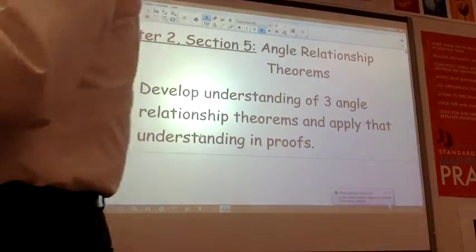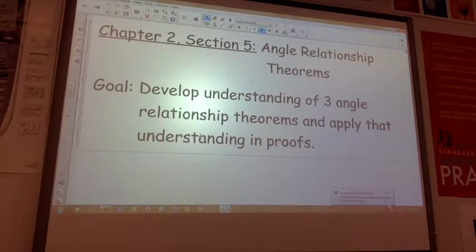So, ladies and gentlemen, we are going to talk more about proofs. Oh, and I do have old homework to hand back to you. And this is a note page coming out. 4, 5.